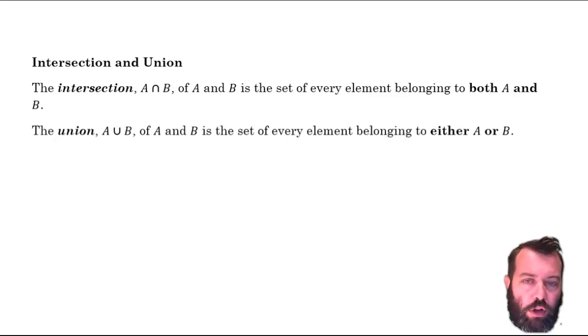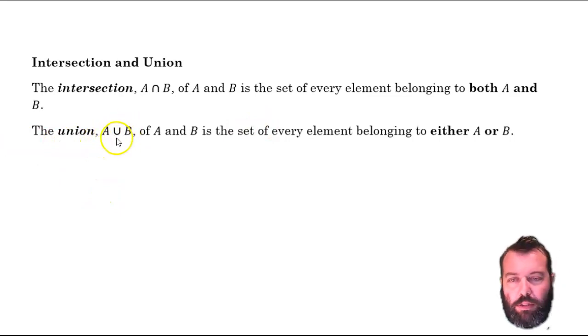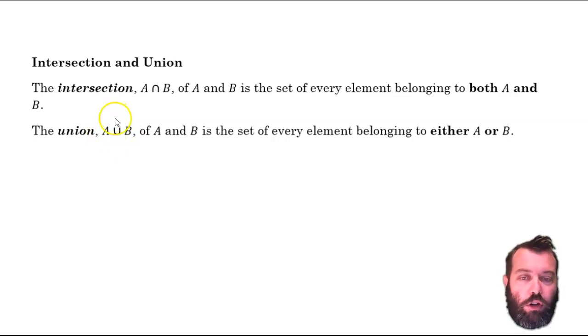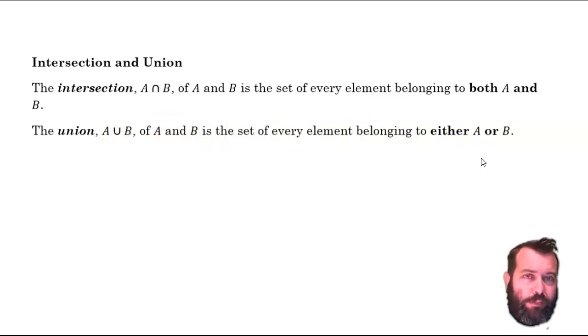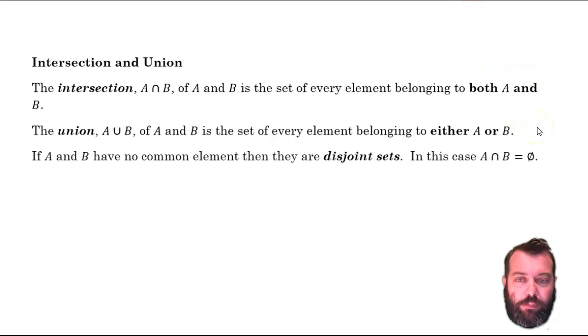The union of A and B, this little cup-shaped thing here, and I try to remember that looks like a U for union. So the union of A and B is the set of every element that belongs to either A or B. So it could be A, could be B, could be both. Okay, so the union is, as often as not, greater than the intersection. It's not impossible they're the same, but it's a very special case. So intersection and union. Okay, intersection is both and union is either.